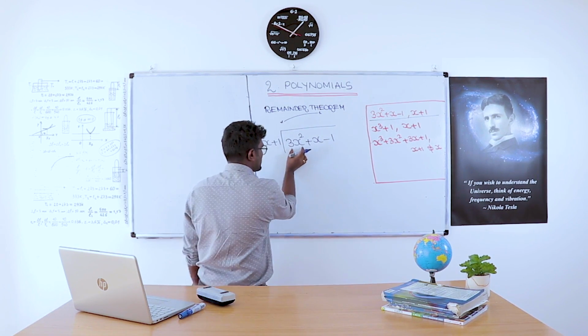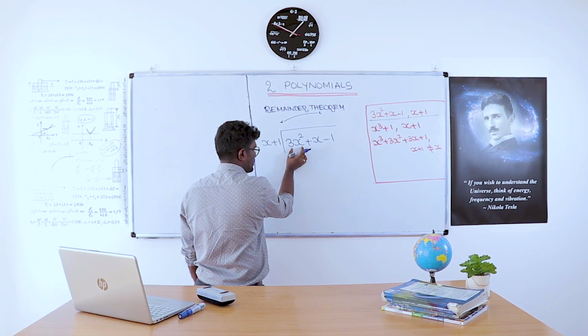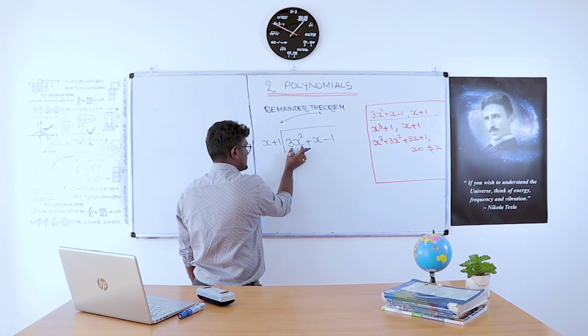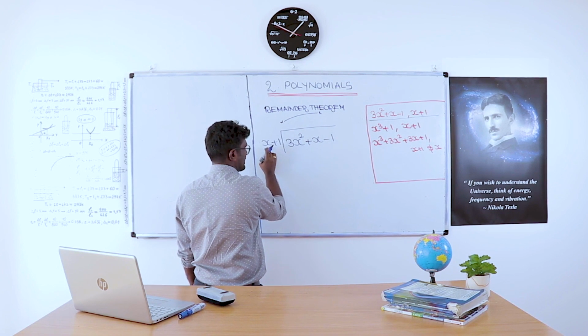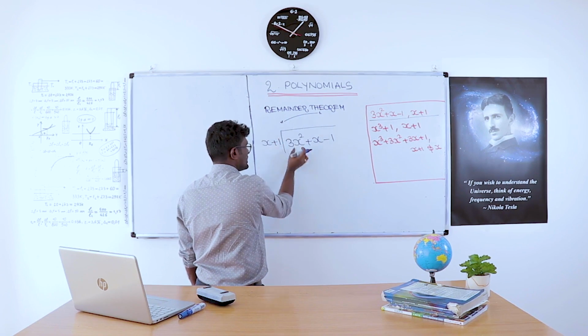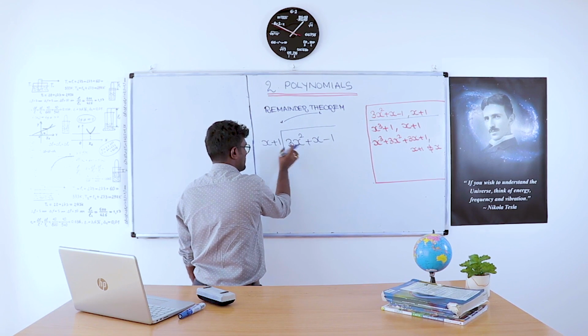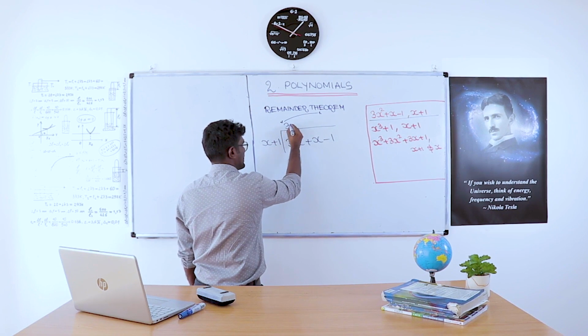So first, what will we do? First, take the first term of the polynomial. The first term of the polynomial is 3x square. That is divided by x, not x plus 1. 3x square is divided by x, and write it here as the quotient. What about 3x square divided by x? 3x square divided by x is 3x.